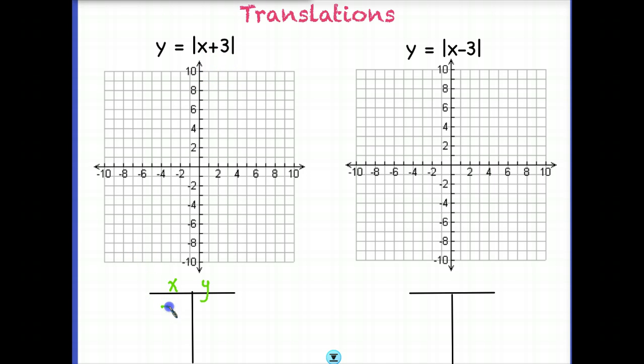So let's go ahead and use our standard points of -1, 0, 1 and plug those in. -1 plus 3 is 2. 0 plus 3 is 3, and 1 plus 3 is 4.